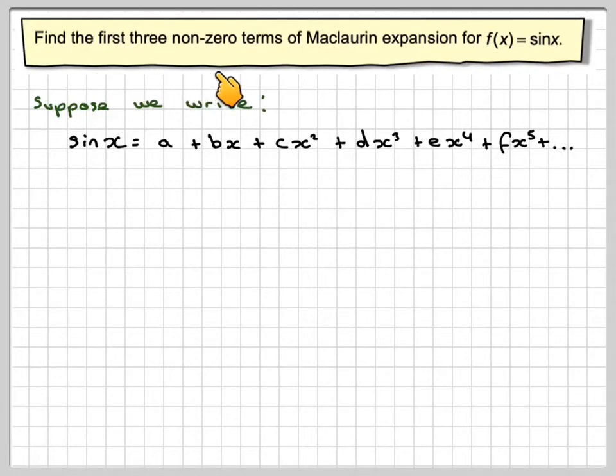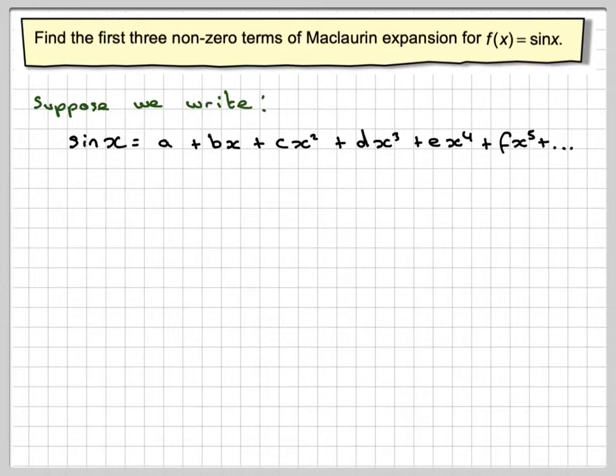Find the first three non-zero terms of Maclaurin's expansion for f of x equals sine x. Suppose we write sine of x as a polynomial: a plus bx plus cx squared plus dx cubed plus ex to the fourth plus fx to the five. And what we're going to do is find the values of a, b, c, d, e, and f.